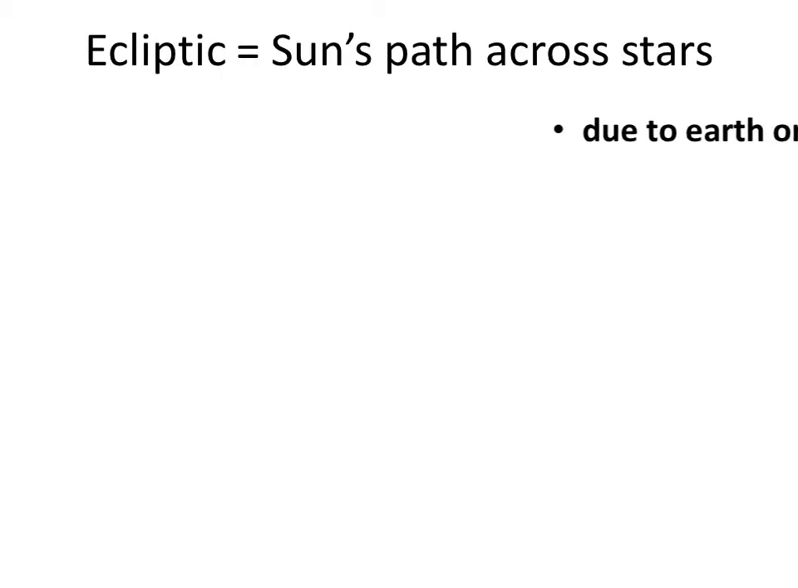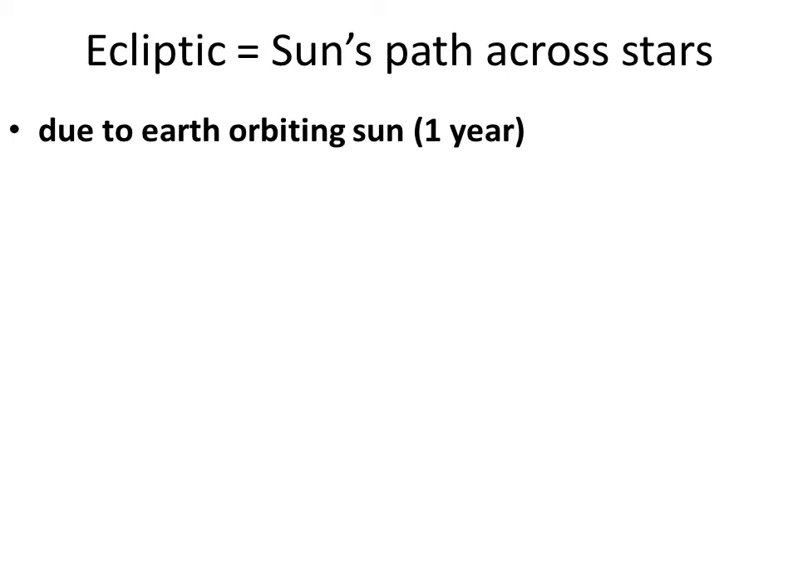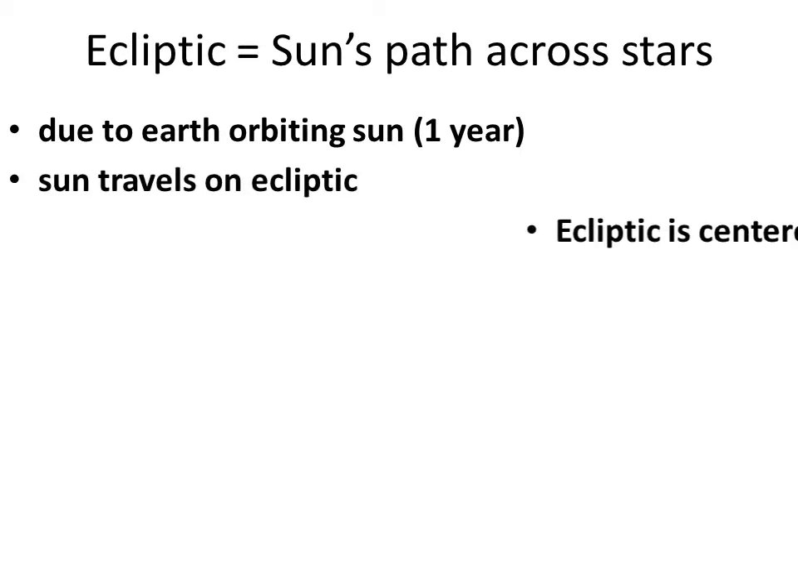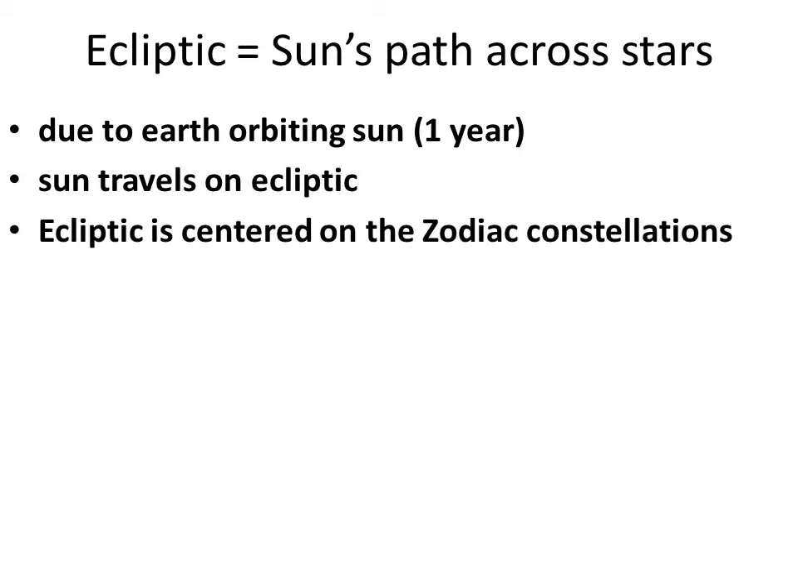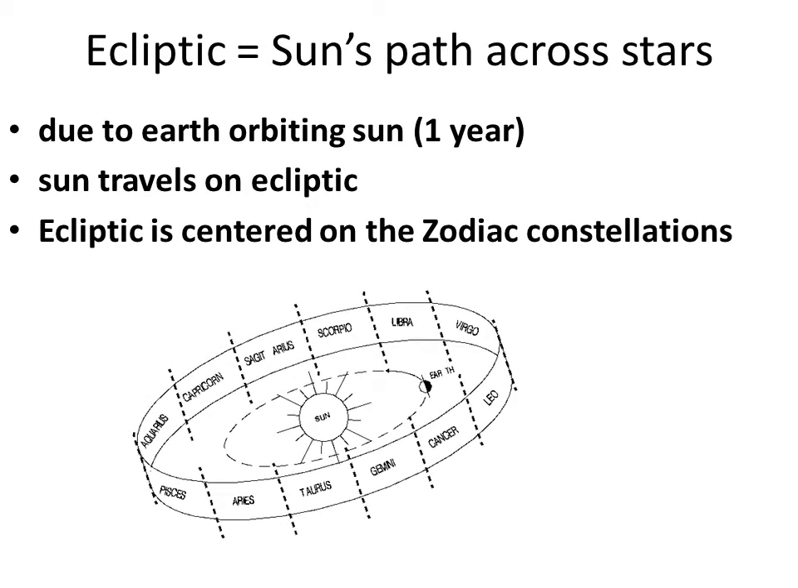The ecliptic, the Sun's path across the stars, is due to the Earth orbiting around the Sun, so obviously the Sun comes back to the same place one year later. The ecliptic is centered right in the zodiac constellations. They take up a lot of room, but the zodiac goes right down the center. So the Sun is always in a zodiac constellation, and the planets are always near the ecliptic, and the zodiac constellations were actually given significance because of the location of the planets always being in those constellations.